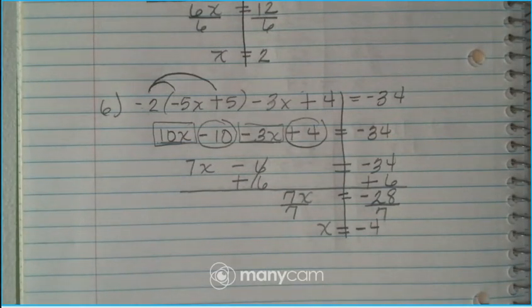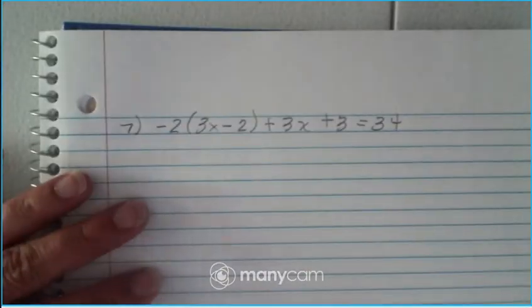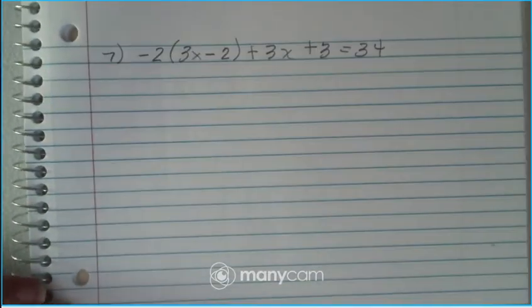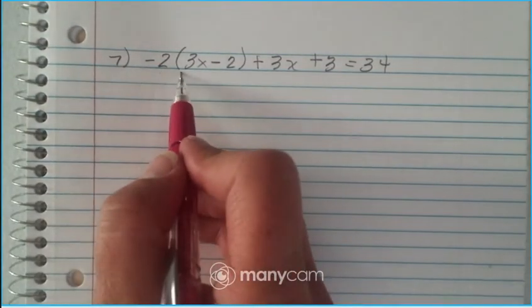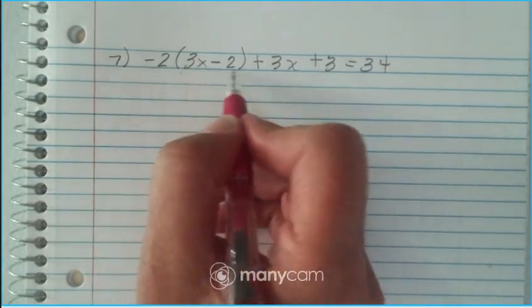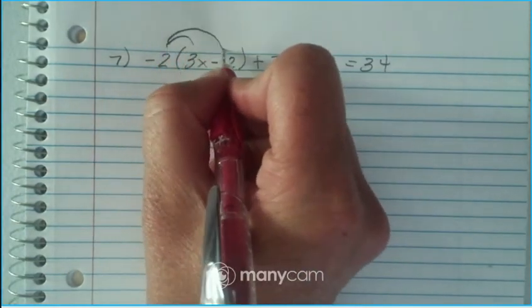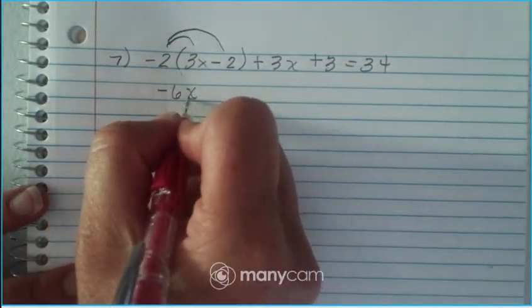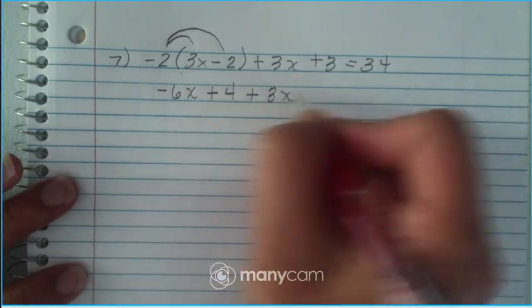Okay, last one is going to be similar to it. If I'm going too fast, somebody slow me down. Okay, on this one, same thing. We're going to distribute first. We're going to give negative 2 to everybody inside that classroom. So negative 2 times 3x and negative 2 times negative 2. So negative 2 times 3x is negative 6x. Negative 2 times negative 2 is positive 4. Everything else stays the same.